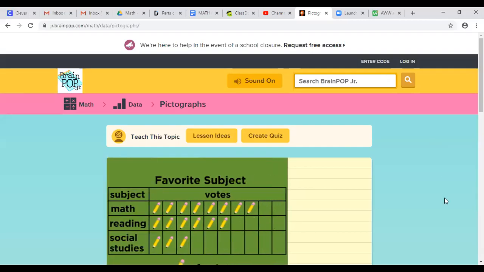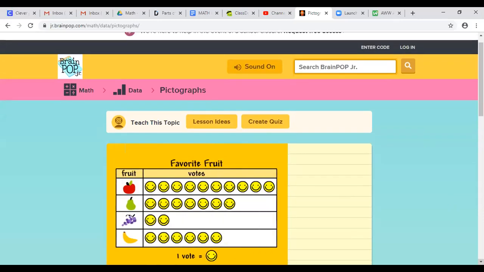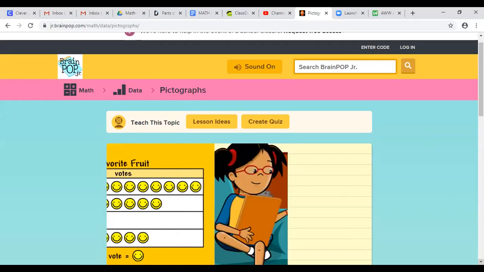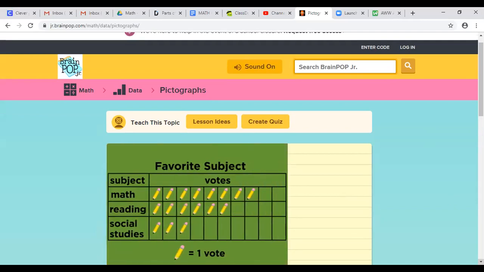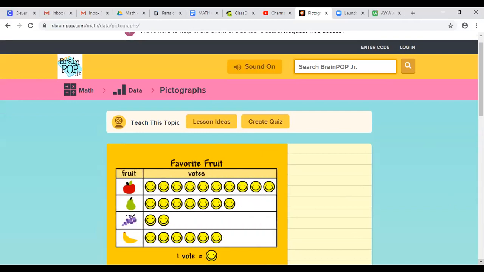Hi everyone, this is Miss Cobb, and today we are going to take a look at pictographs. A pictograph is a type of graph that shows data, but instead of the bars that we've seen in bar graphs and the tally marks that we've seen on the charts and tables, pictographs use pictures.